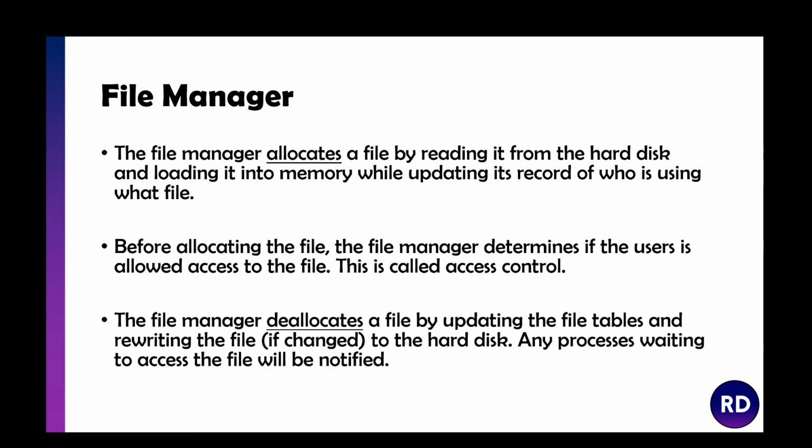And then the file manager deallocates the file by updating all the file tables and rewriting the file to the hard disk if it's been changed. Any process wanting to use that file will then be notified, and then they can use it.